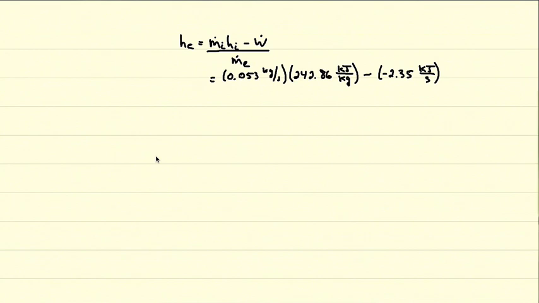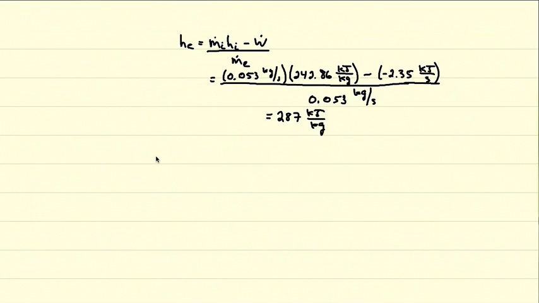And this is all divided by m dot E, which of course is the same as m dot I, so this is just 0.053 kilograms per second. Okay, so I plug all of this into the calculator, and I get a number that is equal to 287 kilojoules per kilogram. And so now I have two independent properties at state E, exit pressure and exit enthalpy. And I now need to figure out where this exit state is.